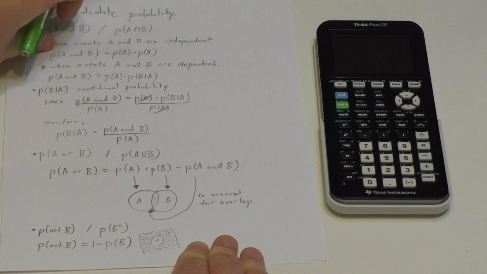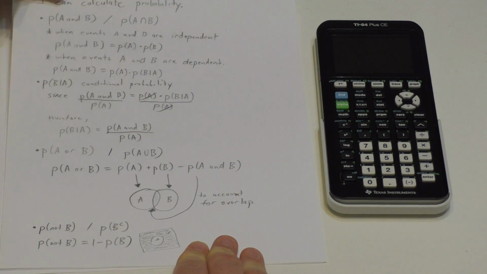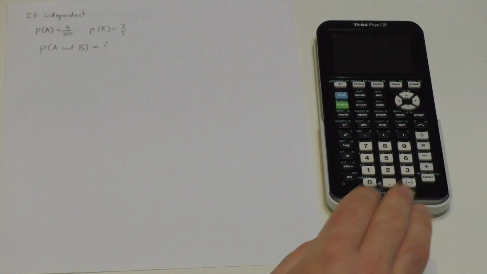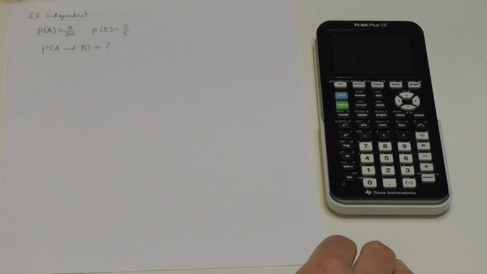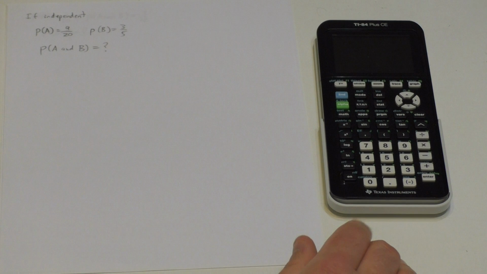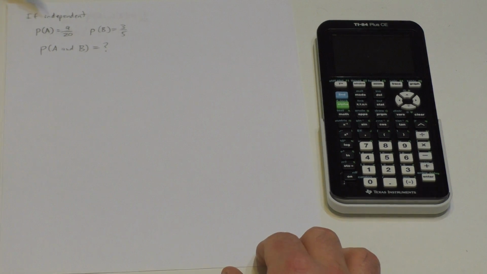Let's look at a few problems. And I'm just going to use the calculator with these. We're not going to get into too much detail on how to multiply or add and subtract fractions. I'm sure we'll probably go over that a little bit in class, but we're not going to worry about that right now. So here's a case where A and B are independent, and we have two different probabilities.